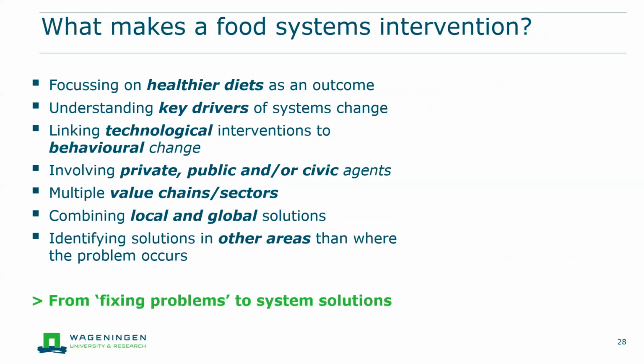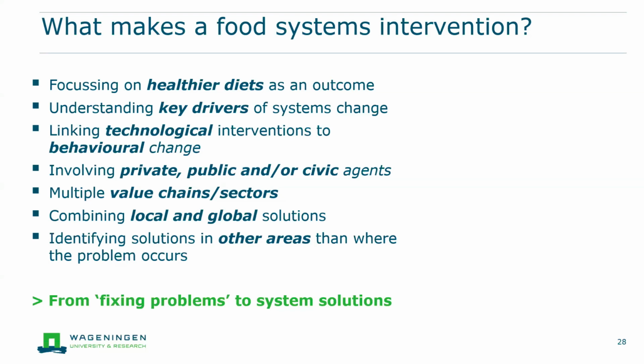Then, if you think about what makes an intervention a good intervention from a food systems perspective, I think there's some general guidance there. So make sure that you not only look at food security, but also at healthier diets as an outcome. That you think about what some of the key drivers of systems change are and how you can make changes there.